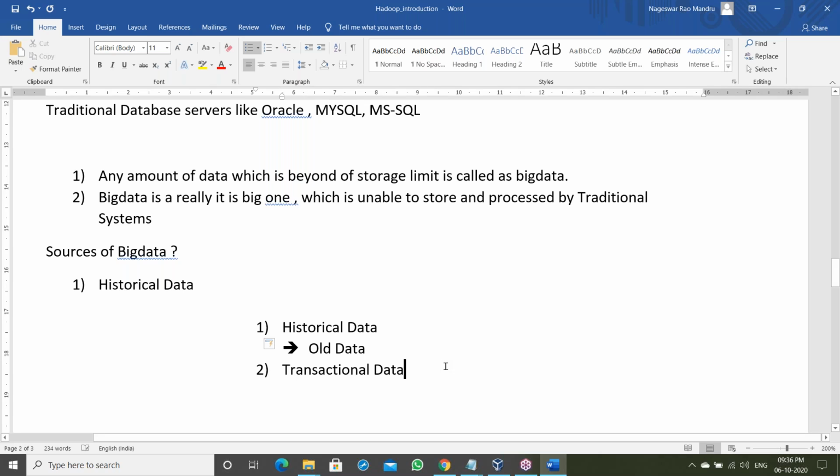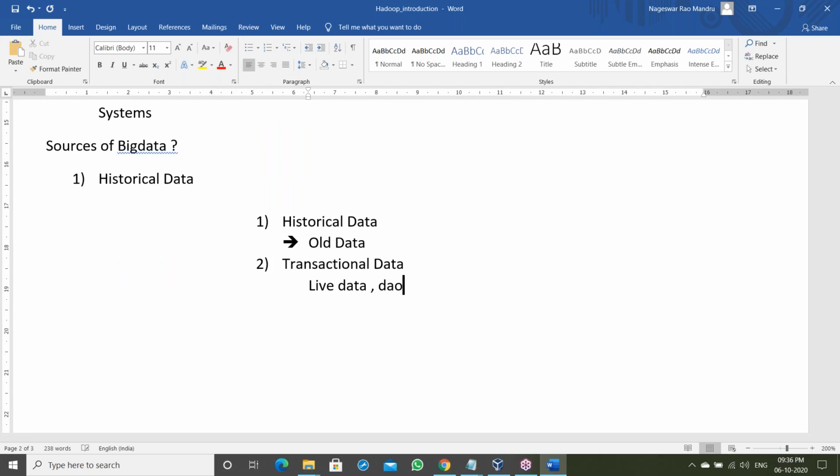Next, what is transactional data here? Transactional is live data. Live data means it's day-to-day data, daily data. Yes, it's live data here. For example, I'll tell you one transaction here.